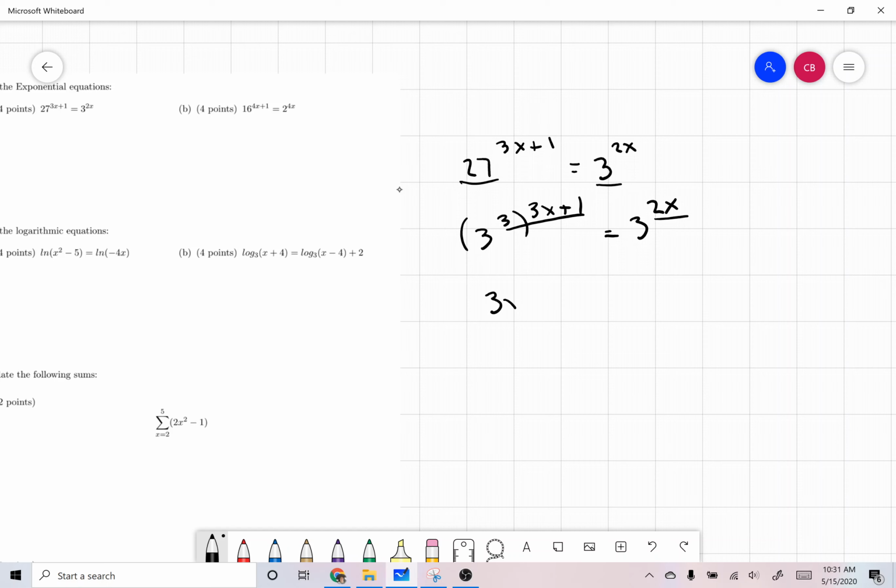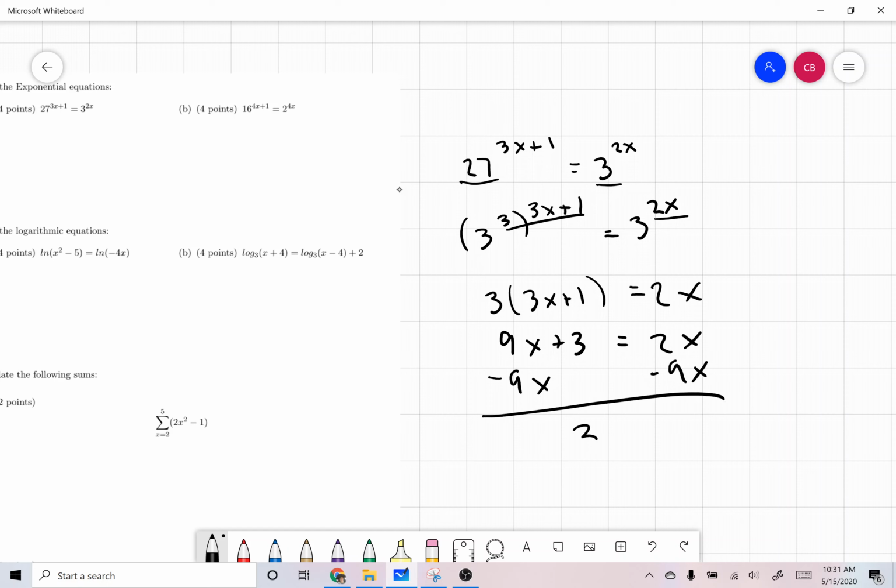So this is 3 times 3x plus 1, 2x. So this is 9x plus 3 is equal to 2x. We solve. Negative 7x divided by negative 7. x is equal to negative 3/7. Now, with that being said, we do not have to check exponentials because they're defined over the entire x domain, so we should be good to go.